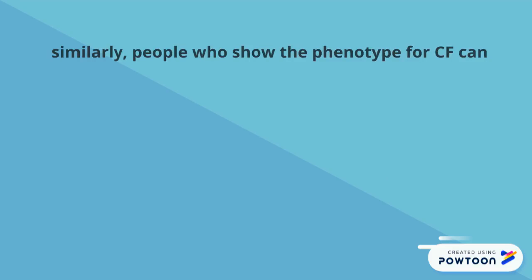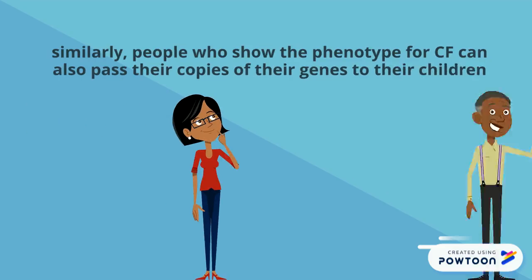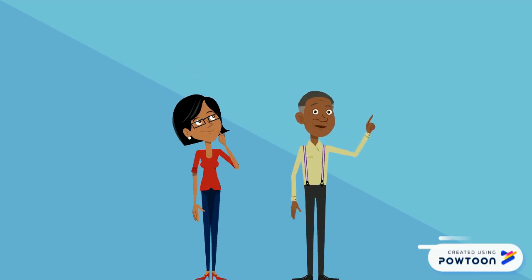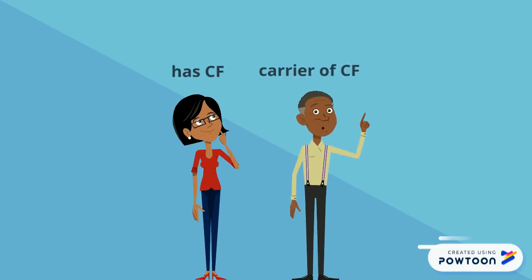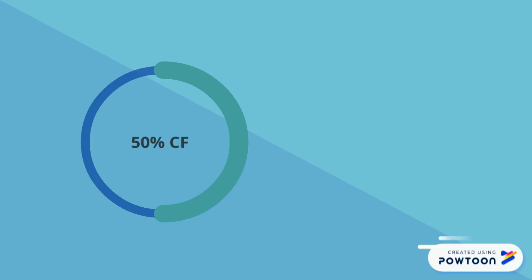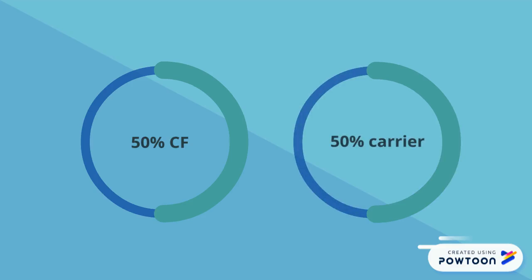Secondly, if a cystic fibrosis positive individual were to have a child with a cystic fibrosis carrier, the chances are 50% that the child will have cystic fibrosis, and the other 50% would be that the child is a carrier but will not show or have cystic fibrosis.